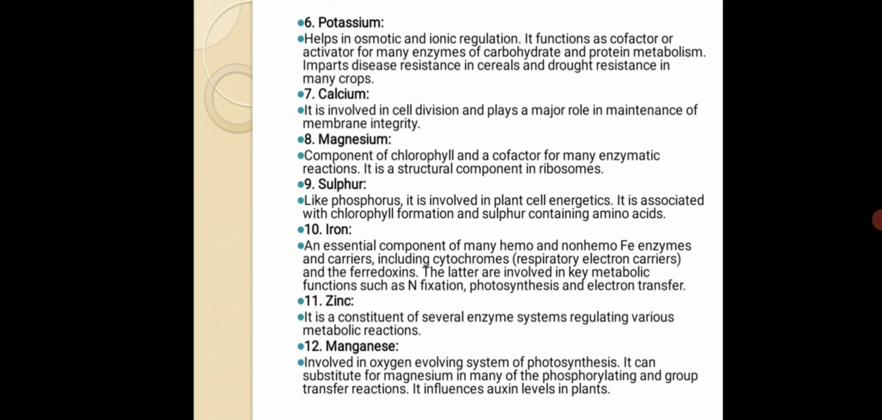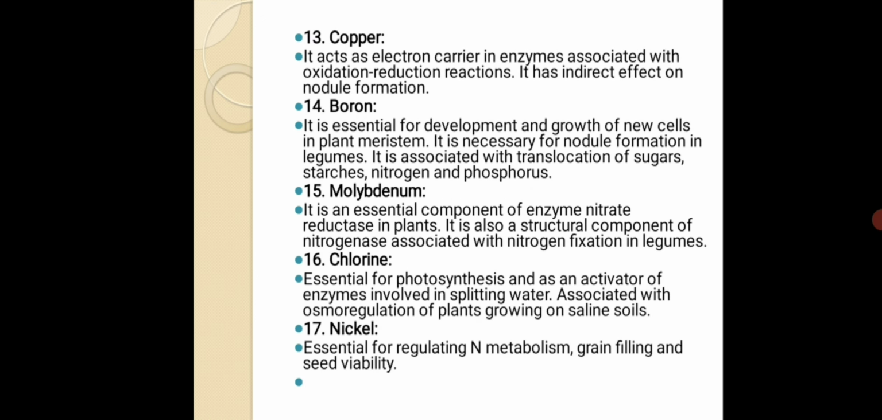Then iron, an essential component of heme and non-heme iron enzymes and carriers, including cytochromes, respiratory electron carriers, and ferredoxins. Then zinc, a constituent of several enzyme systems regulating various metabolic reactions. Manganese is involved in the oxygen evolving system of photosynthesis. It can substitute for magnesium in many phosphorylating and group transfer reactions. It influences oxygen level in plants. Oxygen is present in the growing tip of the plant, which helps in growth of the plants.